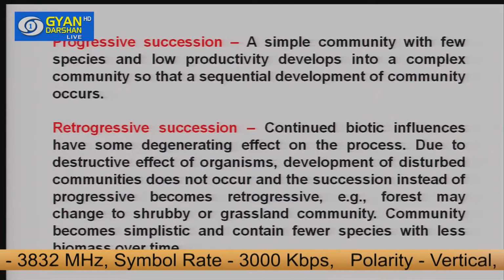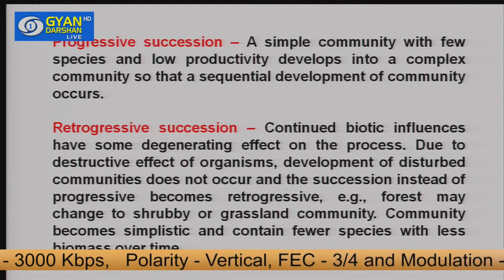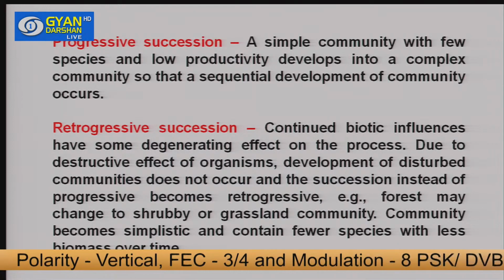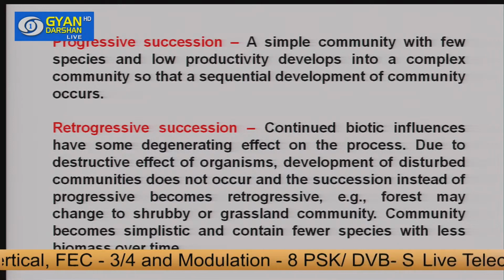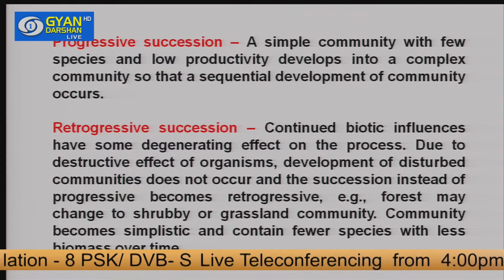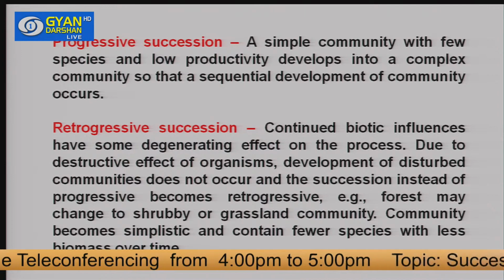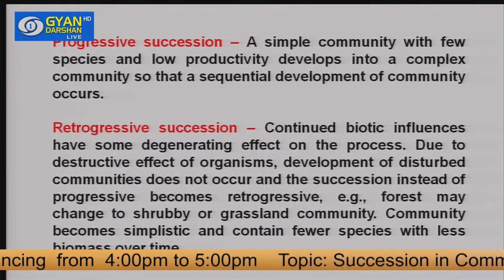Progressive succession and retrogressive succession. Mostly we come across progressive succession. That is, there is a simple community with few species, but ultimately it develops into a very complex community because different kinds of community associations occur. Other kinds of communities also come and establish themselves. So that is progressive succession.